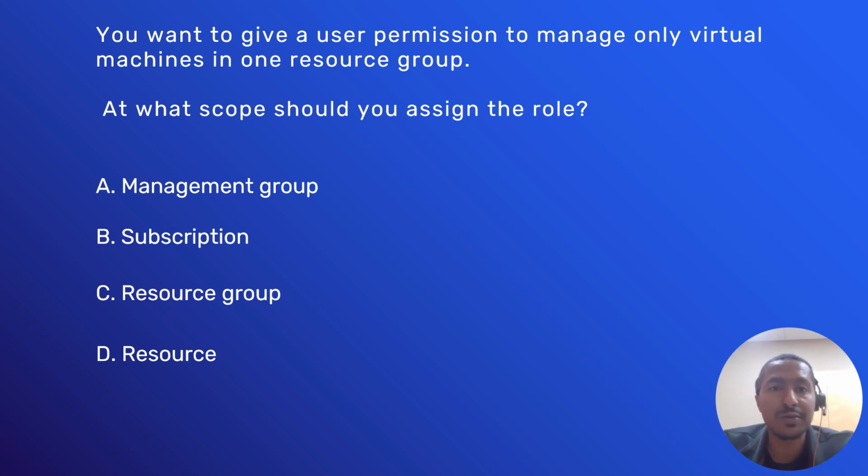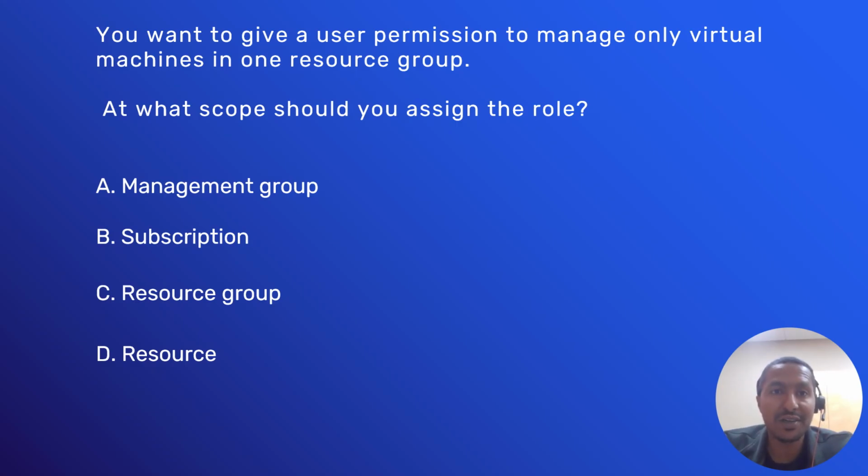Now let's look into the options. First option is management group, and management group is the highest level of scope in Azure. It can contain multiple subscriptions. And if you assign a role at this level, you are giving access to way more than just one resource group, which completely breaks the principle of least privilege. So this one is out.